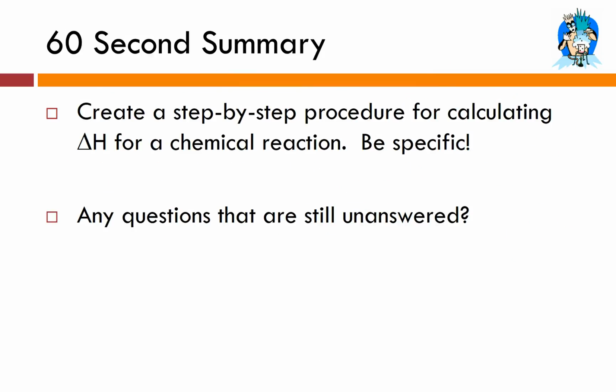So in your 60-second summary box, I think it's really a good idea to create a step-by-step procedure for calculating the delta H of a chemical reaction. I know that, again, it doesn't seem too terrible maybe when we're going over it together in the notes, and then you go to look at it, outside of class or the next day or when you're studying for the test, and you're kind of confused about what you did. So take the time to come up with a brief procedure.